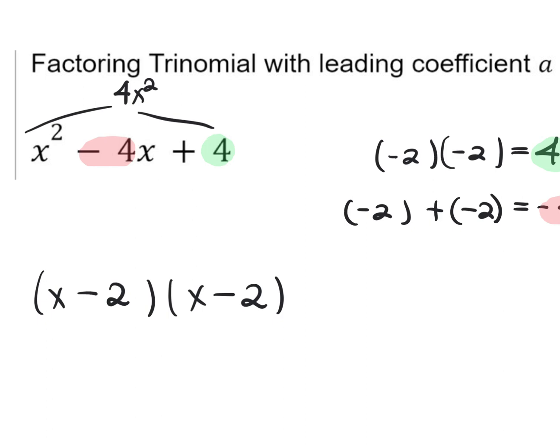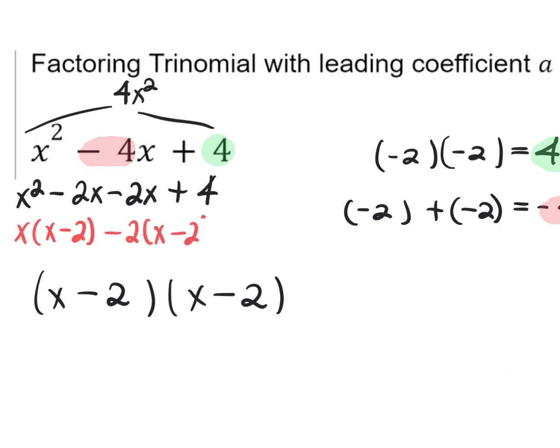But if we want to do it out, it'll be x squared minus 2x minus 2x plus 4. And then we'd factor out an x. We'd have x minus 2 times x minus 2. And then we'd factor out one of the x minus 2's here.